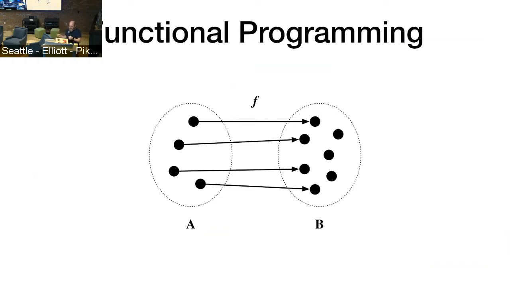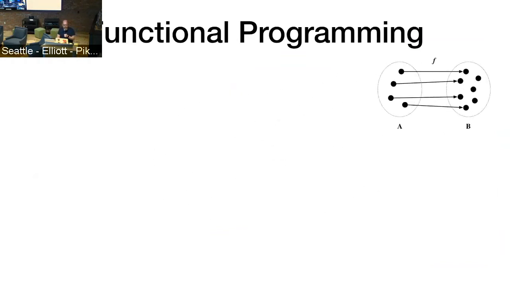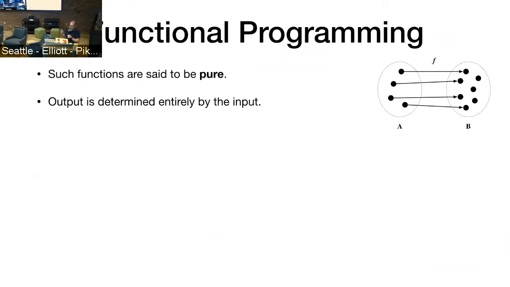It doesn't increment a counter. It doesn't check the system clock. It doesn't write to a file. A function is just a mapping from values to values, okay? Is everybody cool with that? Okay. All right. So such functions are said to be pure. Okay, and what that means is the output is determined entirely by the input. Okay, mapping from values to values.